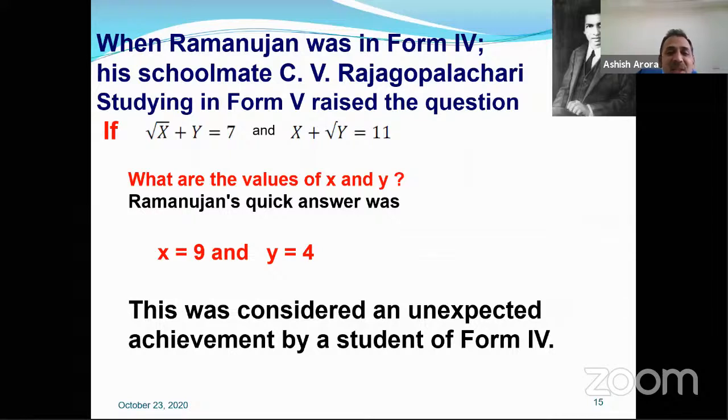And x + √y is 11, so what are the values of x and y?